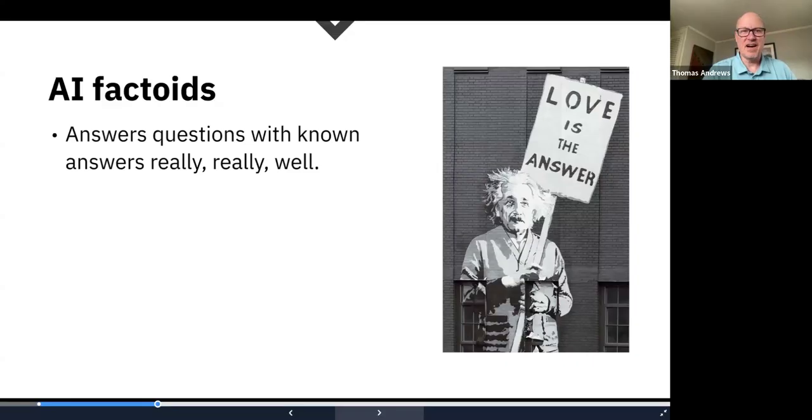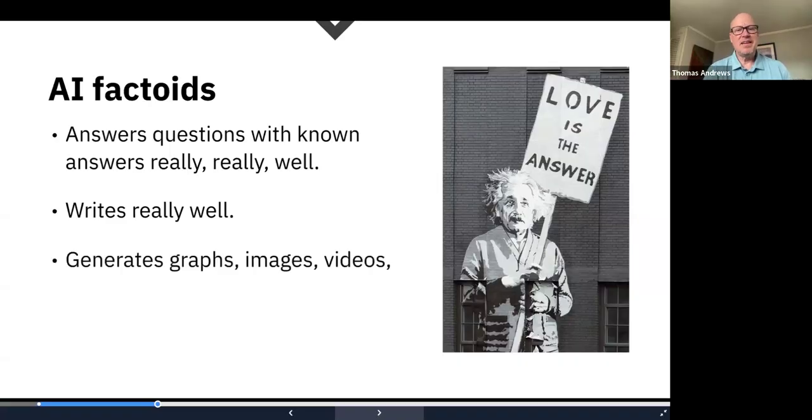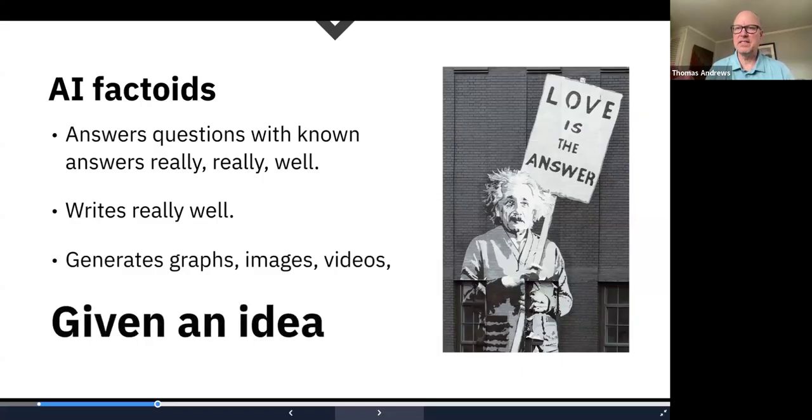If there's an answer out there, then the bot pretty much knows what the answer is. Really, really good at answering questions. They can also write really well. If anybody's doing any kind of written work, there's a great chance the bot is doing that for you. I can tell you the bot writes better than me. And it also can generate graphs and images and videos, all kinds of stuff. And this might be the Achilles heel for the bot: you have to give it a place to start. You have to give it an idea and then it can run with it. But without the idea, it's just sitting there.